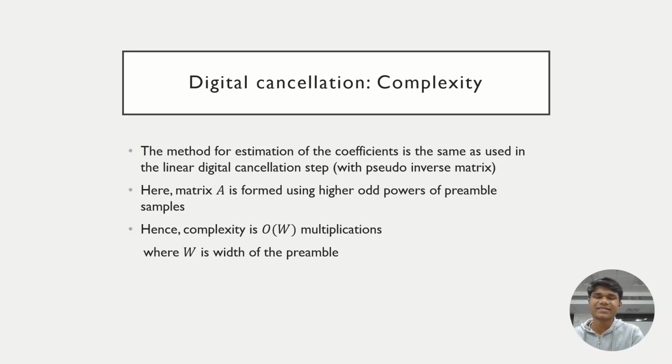Now, what is the total complexity of this digital cancellation? It's roughly equivalent to order of W, where W is the width of the preamble. You saw that we used that width twice in our calculations. So it's order of W. And the width of the preamble is around 1280, but that may vary. That was just our calculation.